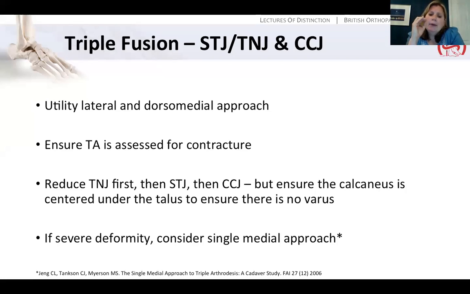And it's important to align your joints in the right position, and you can reduce the talonavicular joint first, then your subtalar, but you need to really make sure that the calcaneus is centered on the talus and make sure there's no varus. In very severe deformity, it's quite an interesting cadaveric study to look at. If you have a very flat pes planus foot, you might think, well, if I make a big lateral incision, when I bring that heel around, I'm not going to be able to close the skin. If that's the case, you can approach the subtalar joint from the medial side, centered around the sustentaculum tali, and it's actually quite a nice view of the subtalar joint if you need to do that.